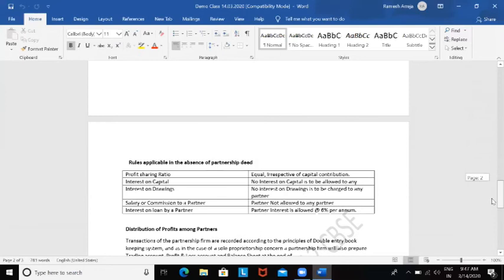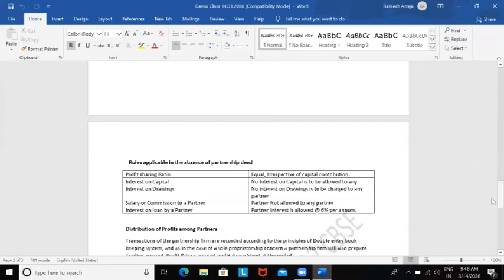Now, suppose the partnership deed is not there, then what rules will be applicable? This is very, very important. I can give you a guarantee this question comes in the board exam. Rules applicable in the absence of partnership deed: either 1 mark, 2 mark, 3 mark, but one question you will 100% get in board from this topic.